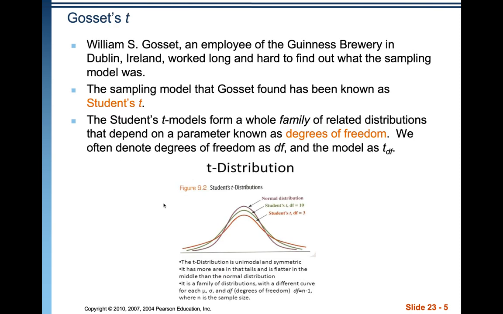So what is the sampling model? Well, it turns out there's a whole family of sampling models called the t-distributions, and they are dependent on the degrees of freedom, which is equal to the sample size minus 1, so n minus 1.